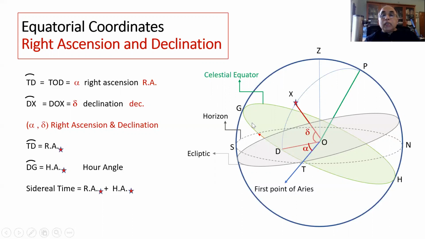So any object traveling on this, right? So we'll have great circles, which will show you the motion of objects. This star X would travel upwards, and when it reaches the meridian, that's the highest point it can reach in the sky, and then it starts setting. And as it goes down in the western horizon, it sets.